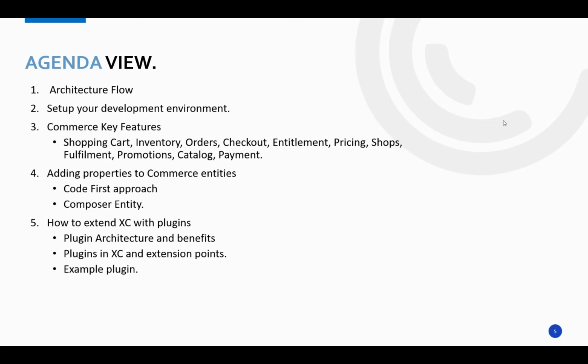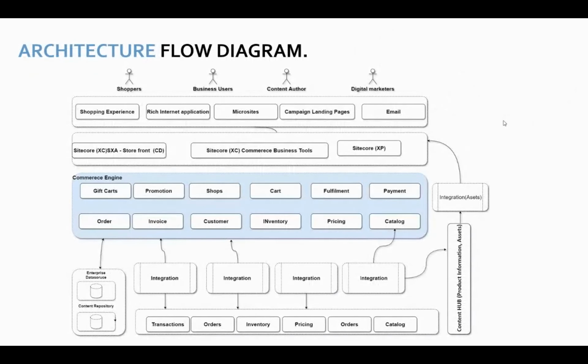The first slide is the architecture flow diagram. The slightly blue highlighted part is the commerce engine. I kept a few boxes there: gift card, promotion, shopping cart, fulfillment, payment, order, invoice, customer, inventory, pricing, and catalog. These are the commerce engine plugins which are available out of the box, and there is a provision if you want to extend them.